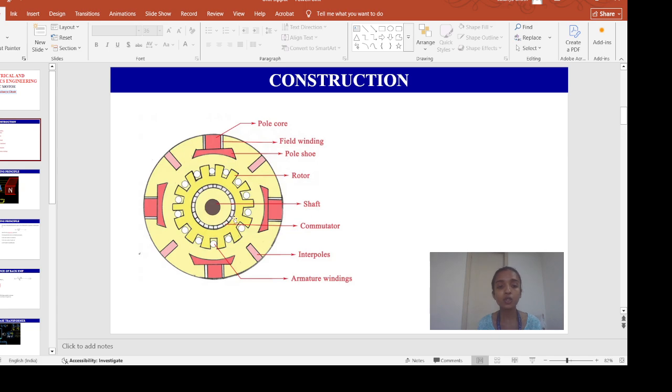So this brush supplies the electric current from the external circuit to the armature winding. Both the commutator and the brush transmit the electric power from the external circuit to the armature winding. Okay, so this is all about the construction of the DC motor.